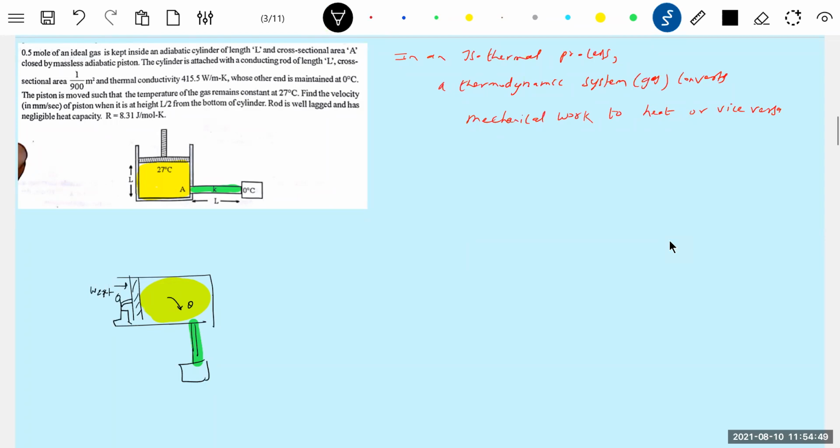Okay, let's get into this one. Delta U is 0 as the gas undergoes an isothermal process. The temperature of the gas remains constant. Therefore delta U is 0, and so Q should be equal to W. I'll write it: dQ equal to dW. How do we write dW? P dV.